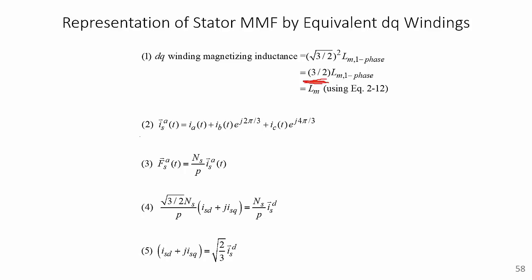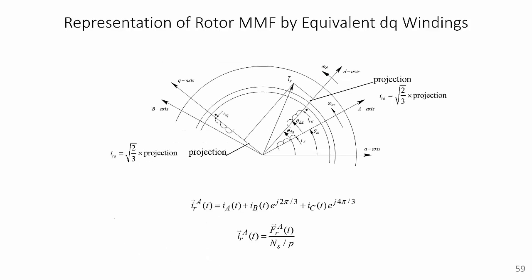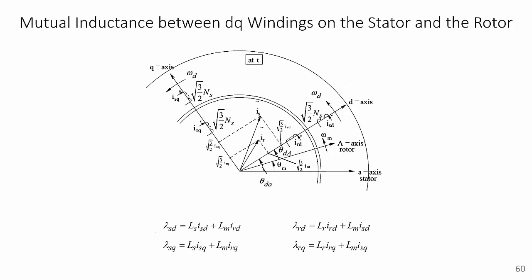In this slide, the current space vector is projected onto the rotating DQ frame as given by equation 4 and equation 5. Similarly, the rotor windings can also be represented by 2 DQ windings in the rotational reference frame. In this rotational reference frame, the flux linkage equations do not contain the e power j theta component that we saw in the stationary reference frame earlier. The flux linkage equation in this modified DQ reference frame is given in the slide.